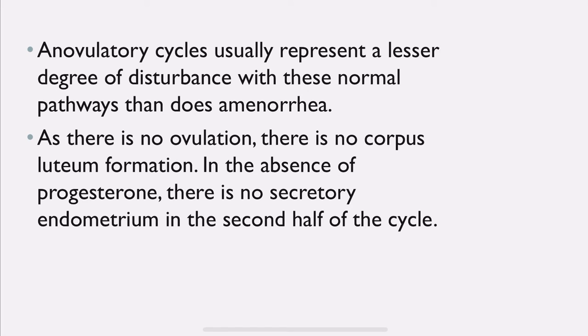Anovulatory cycles usually represent a lesser degree of disturbance with these normal pathways than does amenorrhea. As there is no ovulation, there is no corpus luteum formation. You can see here, when the ovulation itself is not happening, the corpus luteum is not formed. There is no rupture of the graafian follicle, the ovum is not released, so the corpus luteum formation is absent. Once there is no corpus luteum, the progesterone won't be there, and there is no secretory endometrium in the second half of the cycle. As I explained to you with the help of the flow chart on the previous slide, you saw that once the corpus luteum secretes progesterone, it will prepare the endometrium for the secretory phase. But here, no ovulation, so no corpus luteum formation, no progesterone, no secretory endometrium.